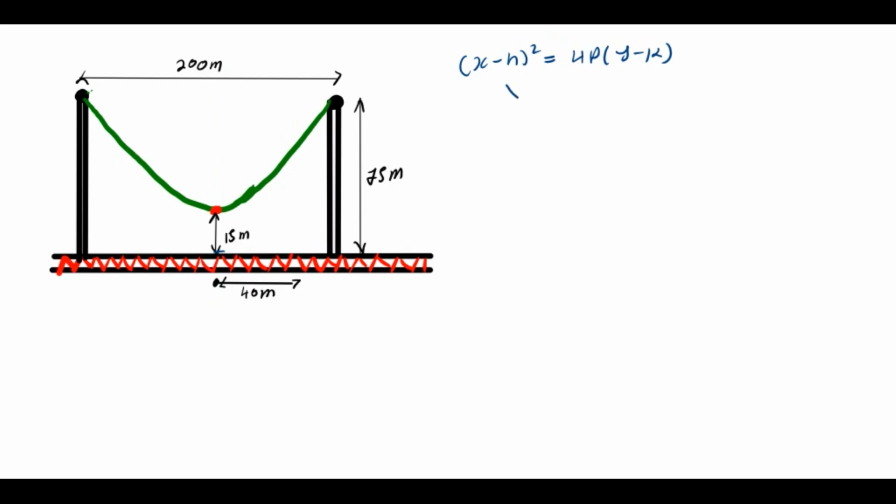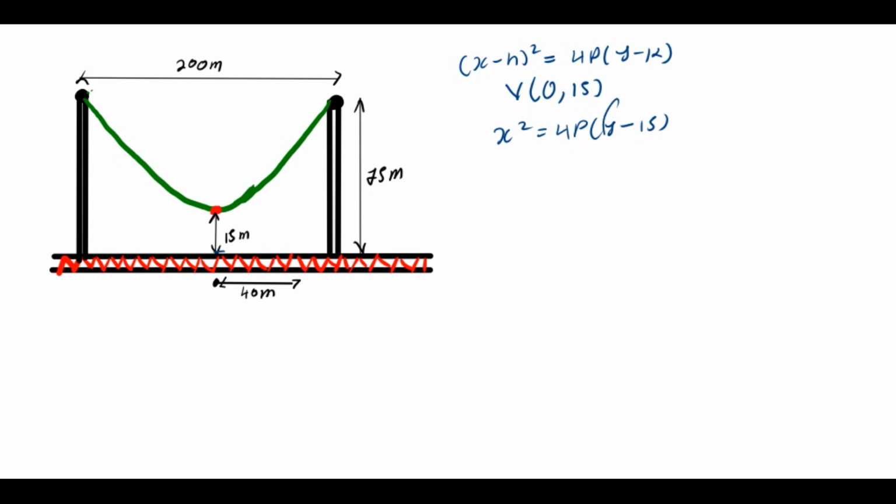The k is 15. So the vertex itself is at (0, 15). That's what we have as a vertex. So this can be written as x squared equals 4p times (y minus 15). Okay, so how do we determine our p?